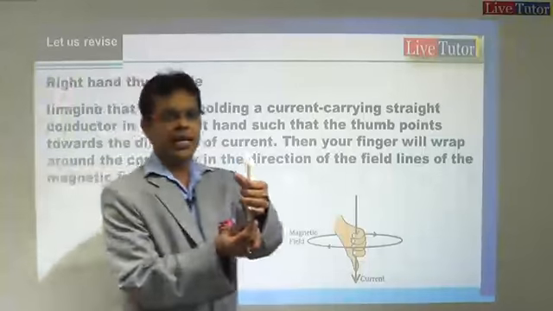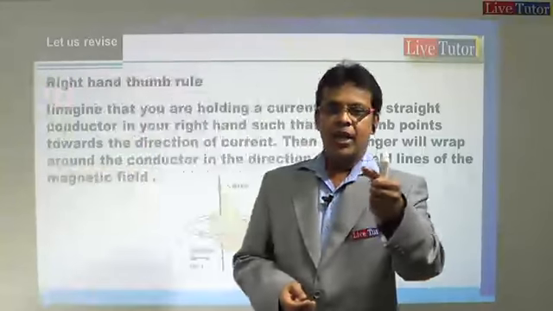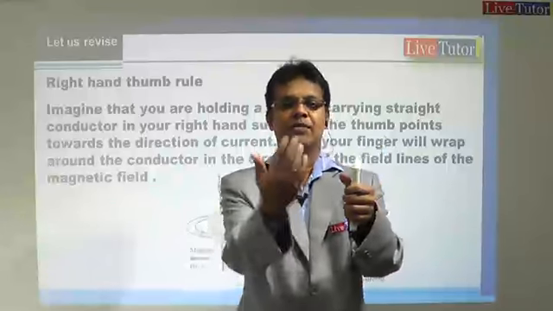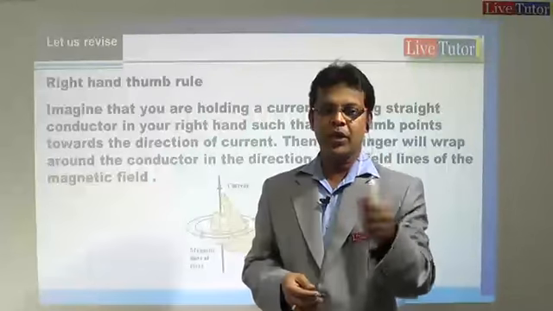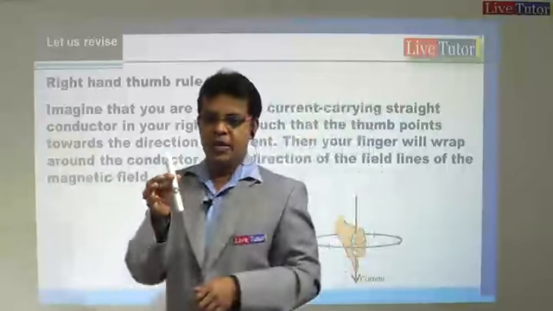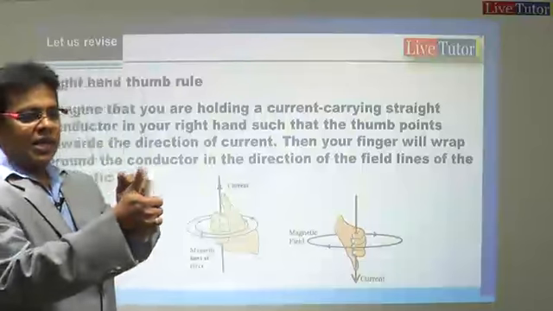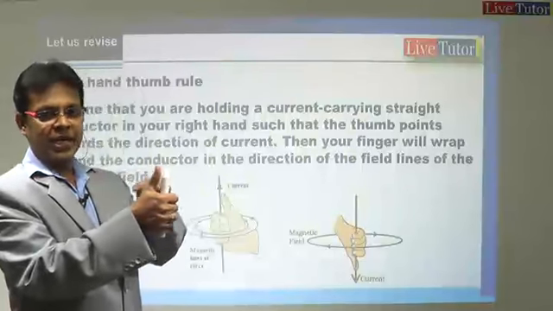Imagine that this is the current carrying conductor. In your right hand, not the left hand. I am showing a left hand because you can visualize this as the right hand. So I am holding like this. If you keep that in your right hand, what will happen? You are imagining that the thumb is pointing in the direction of current.